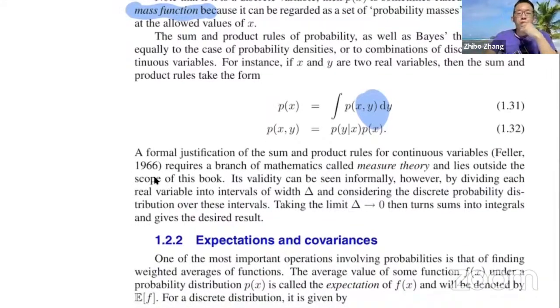A formal justification of the sum and product rules for continuous variables requires a branch of mathematics called measure theory, which is outside the scope of this book. Its validity can be seen informally, however, by dividing the real value into intervals of width delta, which is the triangle notation here, and considering the discrete probability distribution over the intervals. Taking the limit as delta approaches 0 turns sums into integrals and gives the desired result.